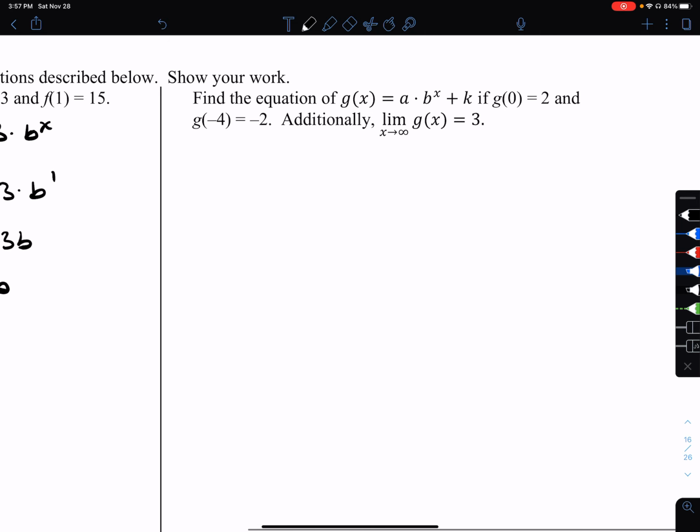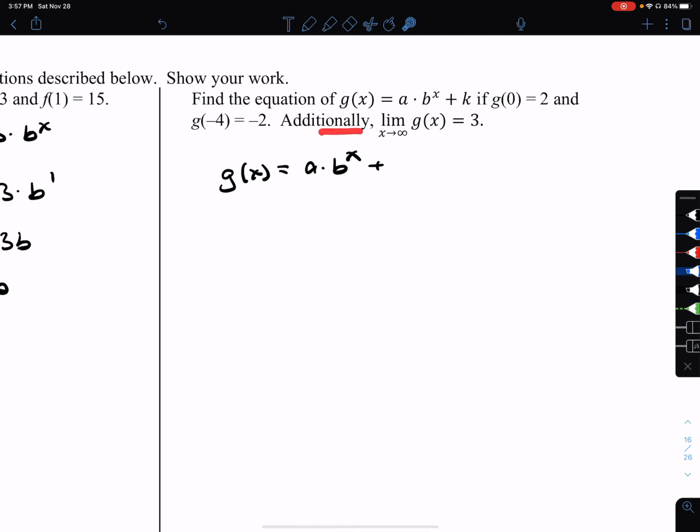Another? Find the equation of g of x. We've got some k action in this one. And we're given the ordered pairs 0, 2, and negative 4, negative 2. So let's use the 0, 2 first to figure out what a is. So we got g of x equals a times b to the x plus, I need to know what k is before I can do this. It says additionally, the limit of g of x as x approaches infinity is 3.